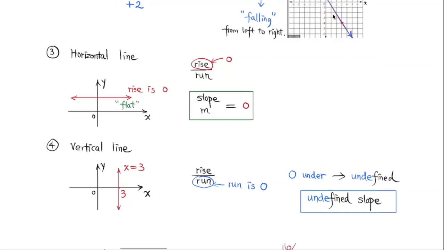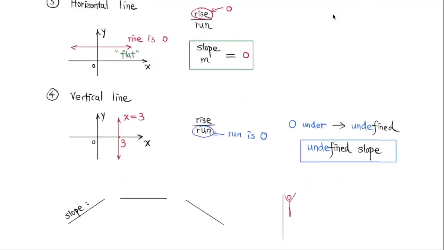Okay. What about a vertical line? A vertical line is like that. Now, because the line is vertical, the x coordinate is going to stay the same, so it doesn't run to the left or the right. So the run over here will be equal to 0. So you're going to have 0 in the denominator. When you have 0 in the denominator, the quotient is undefined, which means it's not a real number. So for a vertical line, the slope is undefined.